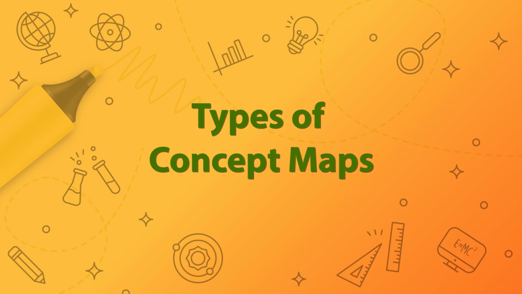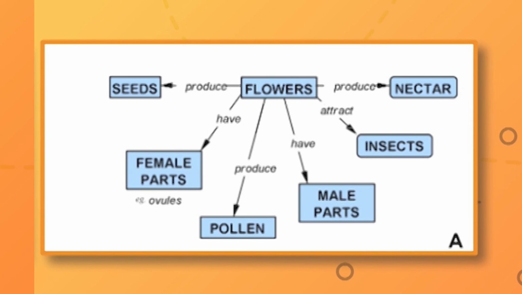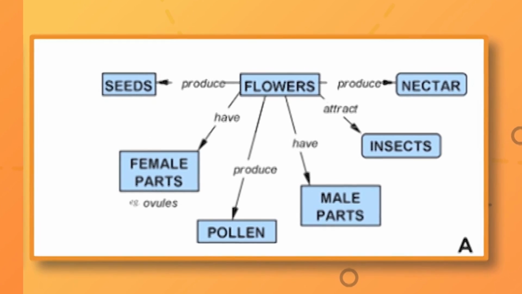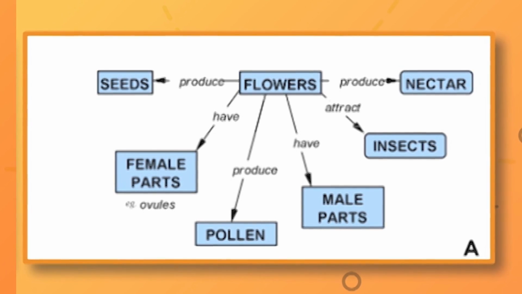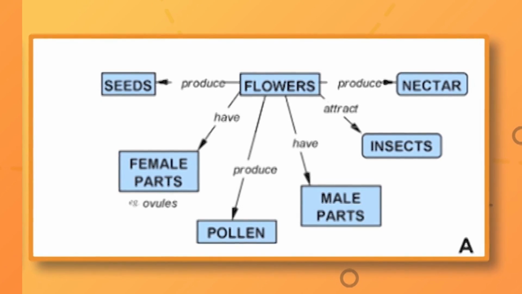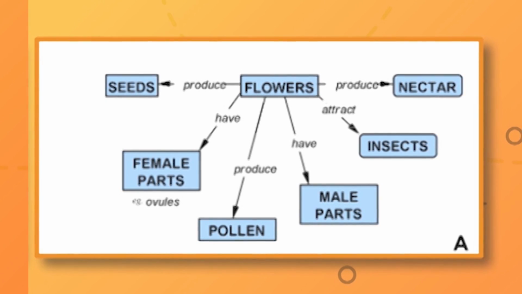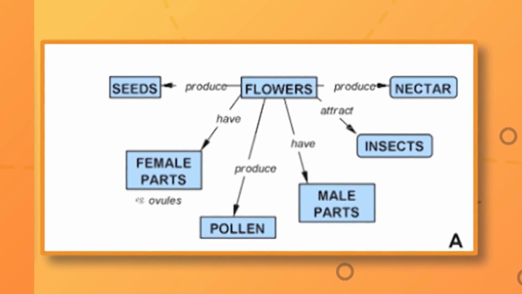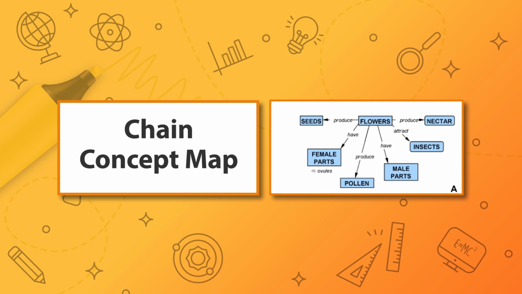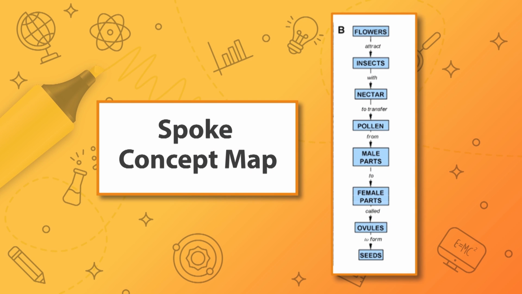Now, there are different types of concept maps. The most simple type is the chain concept map, and as you can see, this is an example of a chain concept map where flowers attract insects with nectar in order to transfer pollen from male parts to female parts. So, this is explaining how pollination works. Then we have another type known as a spoke concept map. Spoke, like the spoke of a wheel, they depict relationships in different directions. So here you can see flowers produce seeds, flowers have female parts, flowers produce pollen. So they are trying to show the different parts and functions of a flower.